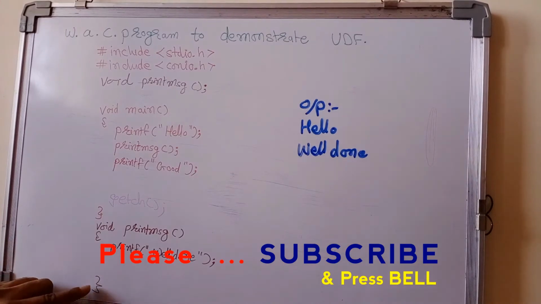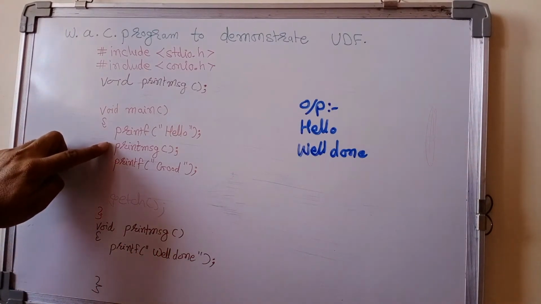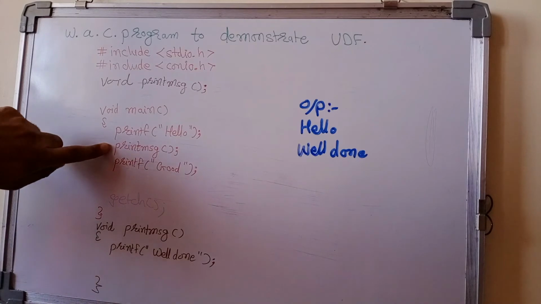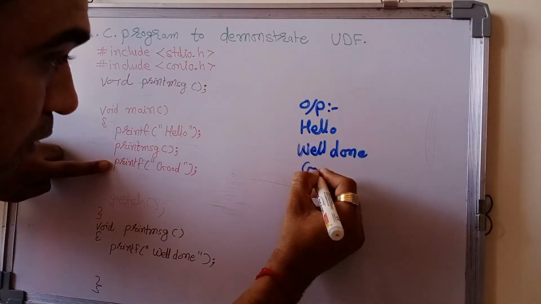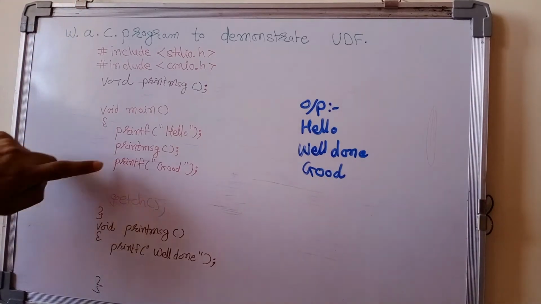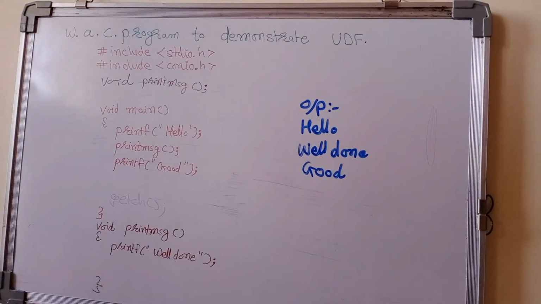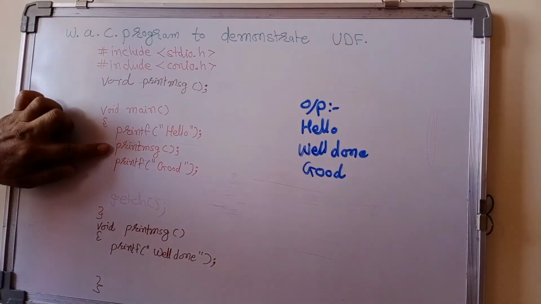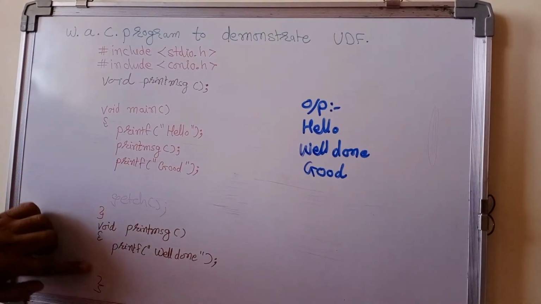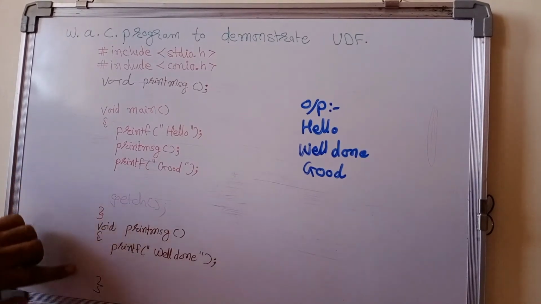Once the function body is finished, it will jump back to the calling function and from there program's execution will go on. Here our program will print good and our program is over. This is called function declaration, this is called function call, and this with the body is called function definition.